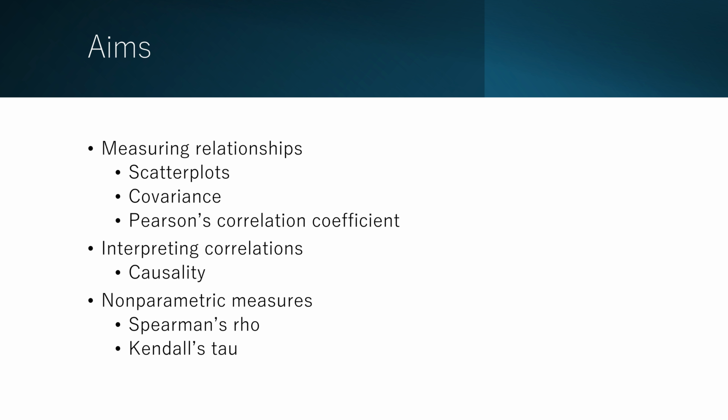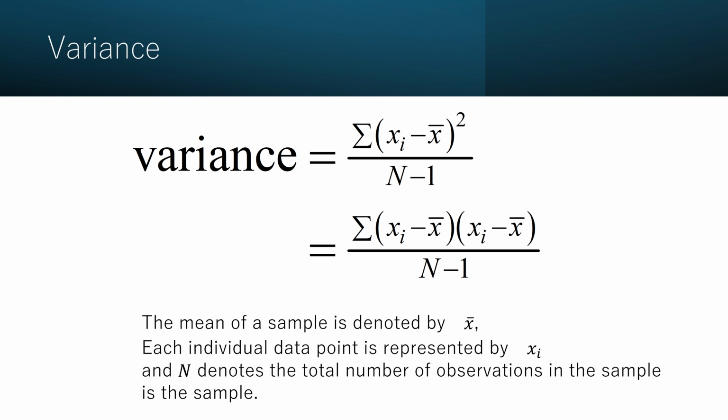By the end of this chapter, we should be able to make and read a scatter plot, explain covariance and how it moves correlation, compute and interpret Pearson's r, discuss causality limits, and use non-parametric measures, Spearman's rho and Kendall's tau.